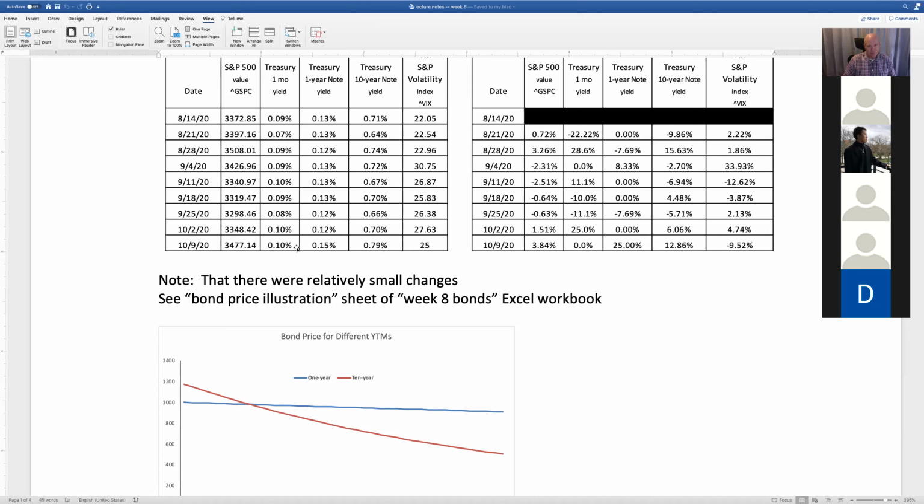But from the standpoint of yields themselves, the 10-year note, to get that 12.87% increase, went from 0.7 to 0.79. To get that 25% increase, we went from 0.12 to 0.15. So there's not really a lot of changes there. From an overall standpoint, they didn't change a lot.